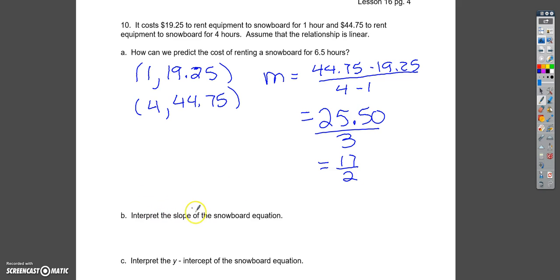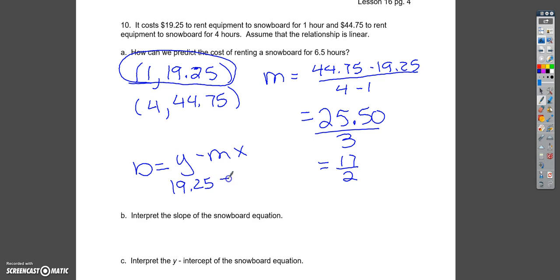Alright, so interpret. Now we're going to find b. We'll use this ordered pair. Y minus m times x. So y is 19.25 minus m times x. So put this in your calculator: 19.25 minus parentheses 17 divided by 2. It says b is 10.75.